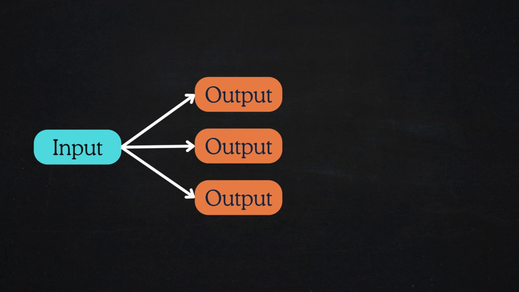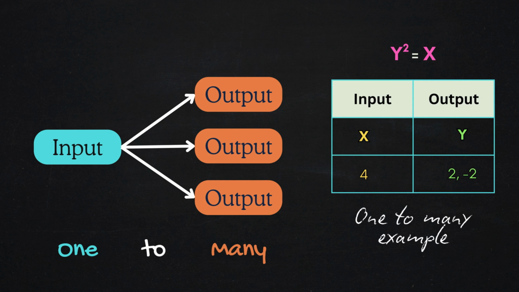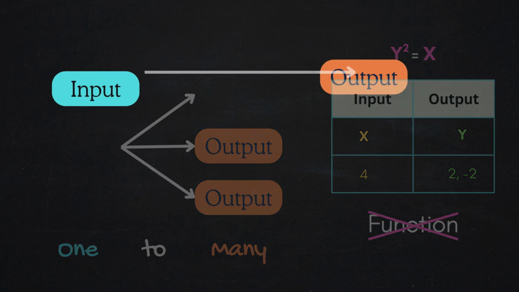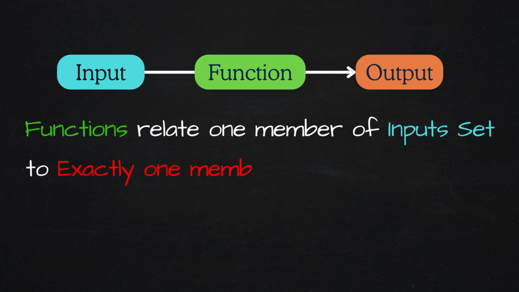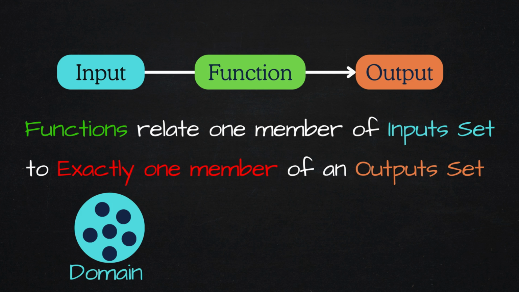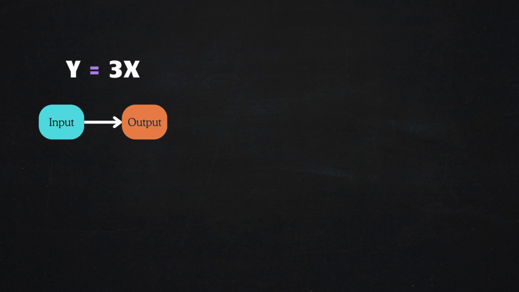This is known as a one-to-many relationship, and it's not allowed in the definition of a function. Although one-to-many relations do occur in math, they aren't classified as functions. So a function doesn't just relate a set of inputs to a set of outputs. A function relates a member of an input set to exactly one member of an output set. Or, in other words, each element of the domain must map to exactly one element of the range. On the other hand, the equation y equals 3x we discussed earlier is indeed a function, because every input leads to one, and only one, output.